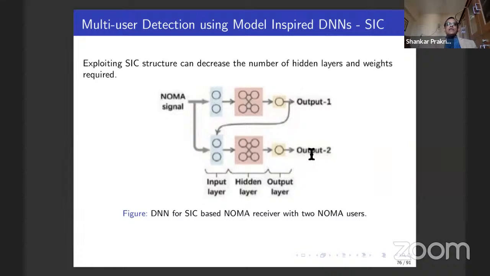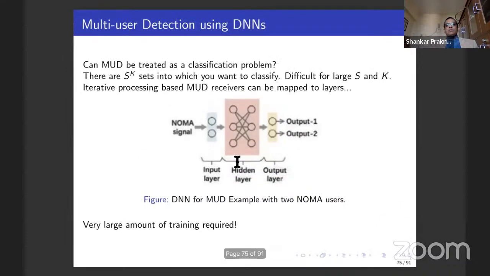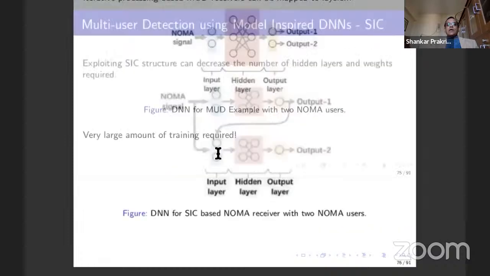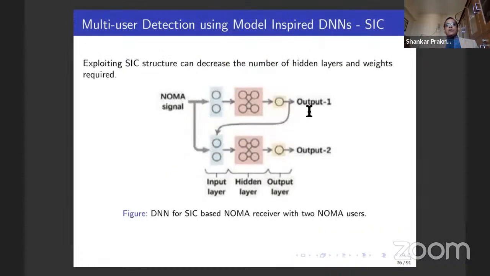So doing SIC using DNNs is very practical and meaningful. The DNN can be trained to perform SIC. The advantage of this structure over the other structure should be very obvious to you. Definitely the number of weights you need here is very small compared to the weights required in the other scheme, where you have S power K sets, which becomes very large. Here you don't have that large number of sets because each of these DNNs has a smaller number of weights, and you're performing cancellation. You're exploiting the structure that is present in the problem.